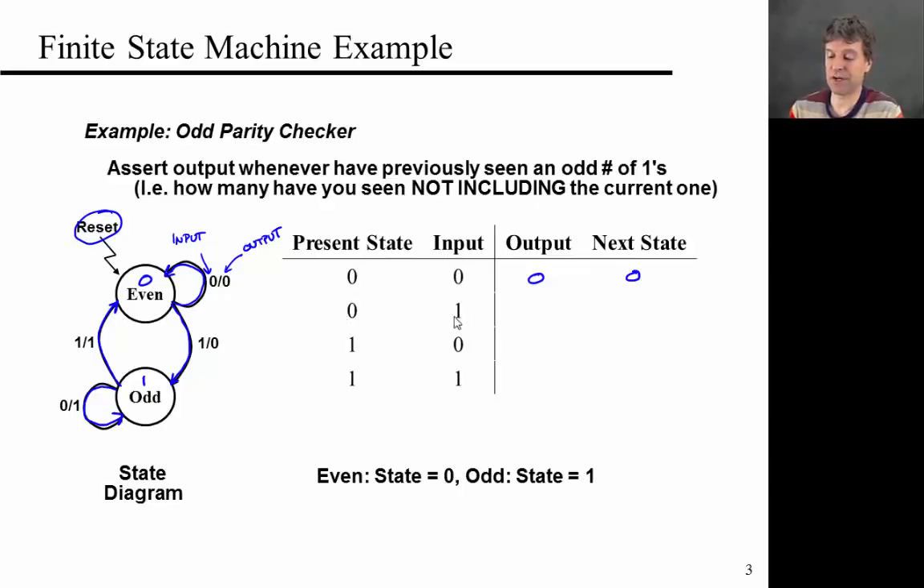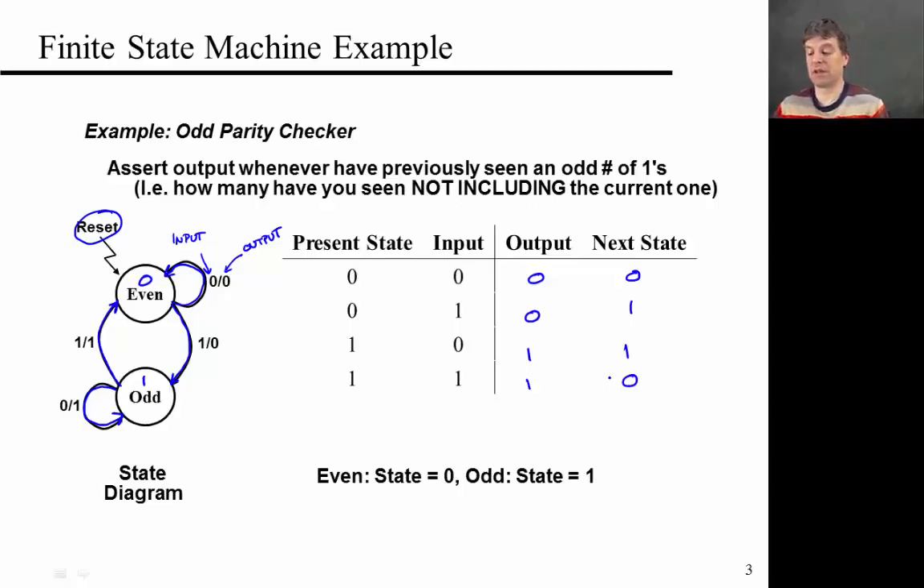If your present state is 0 and input is 1, then you're going to the odd state and you're outputting 0. If you're in the odd state and your input is 0, then the output is 1 and the next state is 1. And here, 1 and 0.